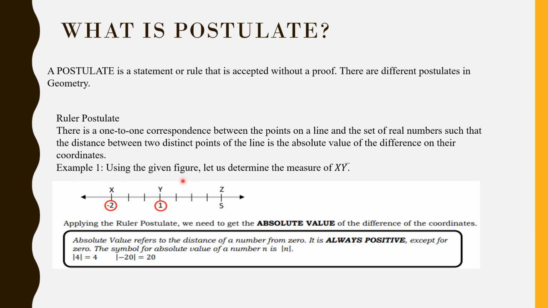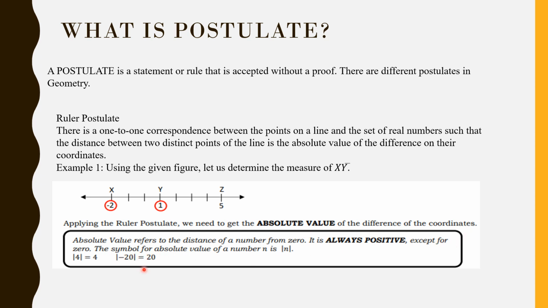Example: using the given figure, let us determine the measure of line XY. All right, so we have here positive 2 and 1, or negative 2 and positive 1. So these are the distances. If you're going to get the distance, applying the ruler postulate, we need to get the absolute value of the difference of the coordinates.